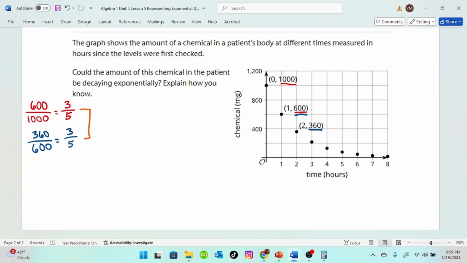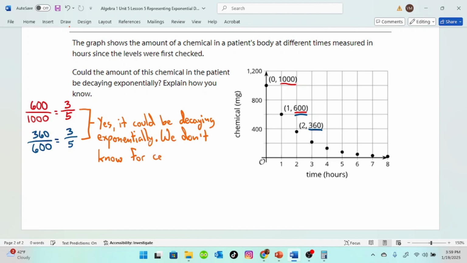So because these two match, we would say, yes, it could be decaying exponentially, but we don't know for certain because the rest of the points aren't labeled.